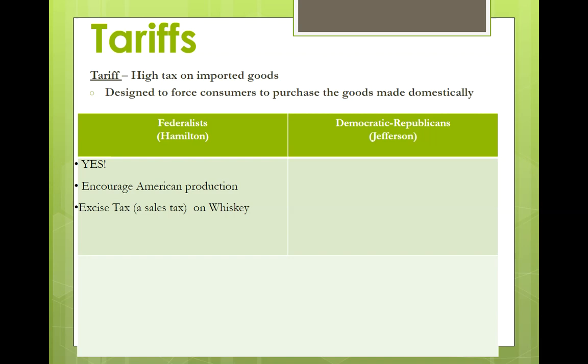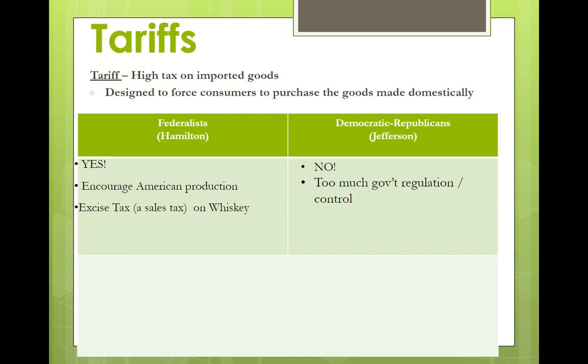And they also wanted to issue a tax on whiskey. Of course, a lot of people drank whiskey back during that time, and they said they wanted to put the sales tax on whiskey, and hopefully that would bring more money into the government. Now, this is going to create some problems, and we're going to look at that in just a second. The Democratic Republicans, though, on the other hand, said no to the high tariffs. They said that the government was interfering. They were using too much government regulation to control the people. And of course, they were against this.